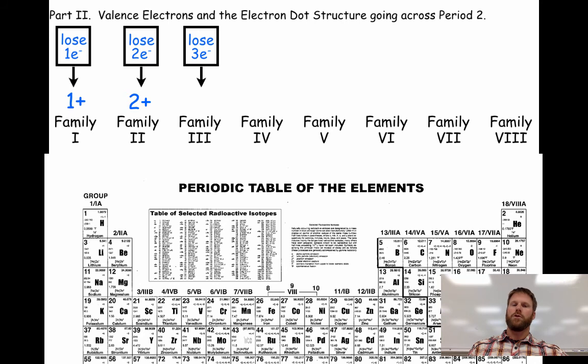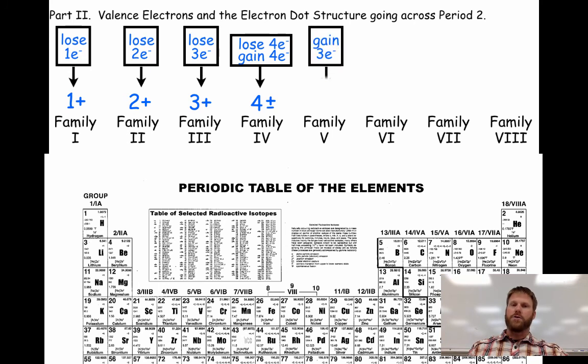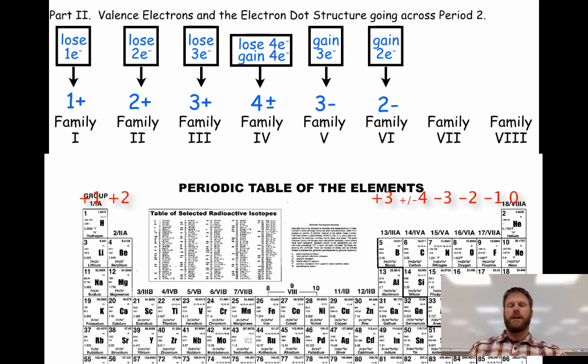Family number 3 will lose 3 electrons to get a +3 charge on their ion. Family number 4 could gain or lose 4 electrons, so it could be a plus or minus 4. Family number 5 is going to gain 3 electrons to become an ion. That's why they have a 3- charge on their ions. Family number 6 is going to gain 2 electrons, so they'll have a -2 charge on their ions.